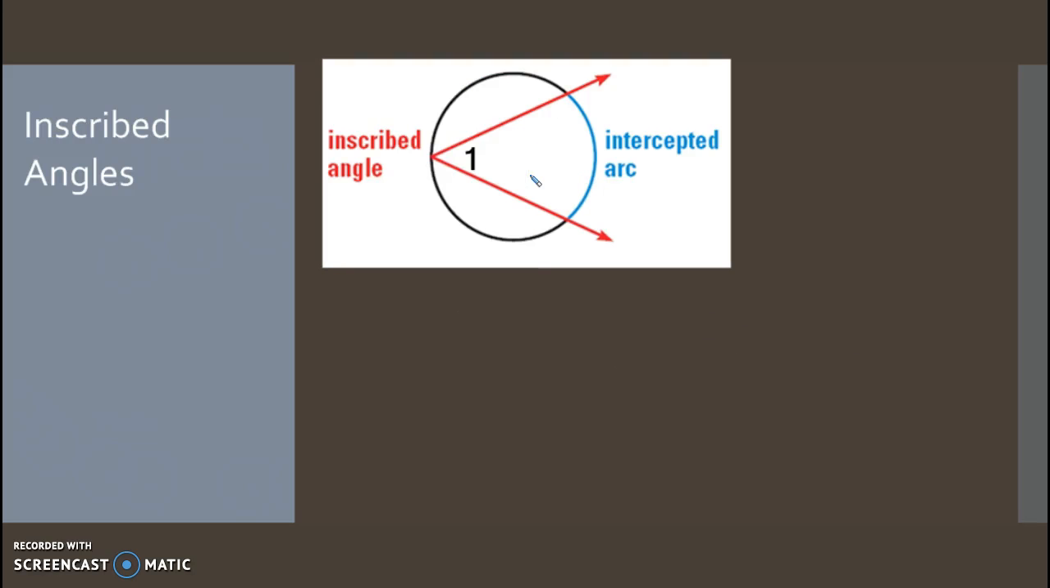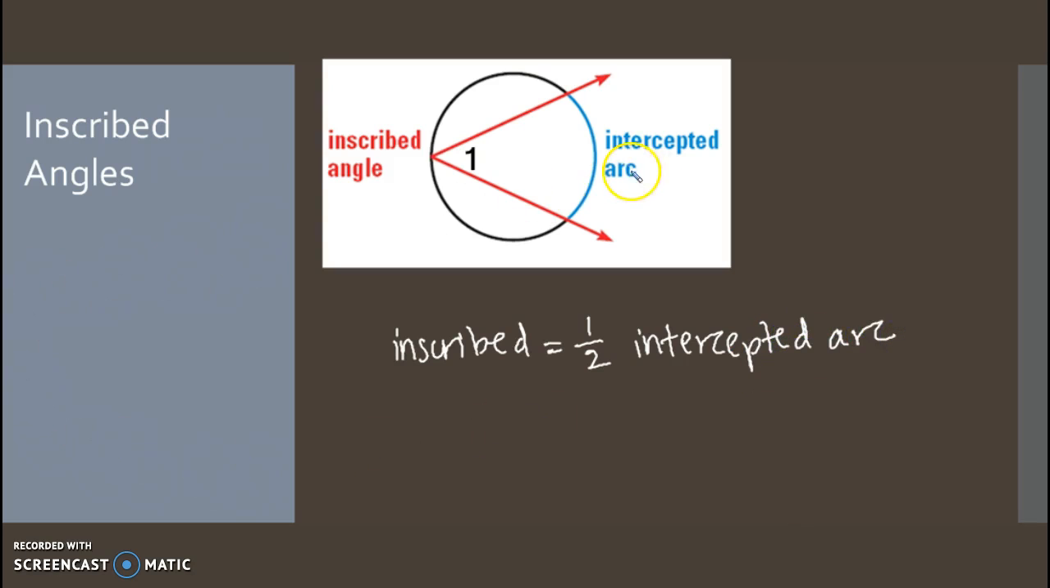Inscribed angles don't go through the center of the circle. They're inside the circle and they touch the edge, and their relationship is that it's half. So the inscribed angle is half the intercepted arc. So for example, if we said that the intercepted arc was 90 degrees, that means that the angle would be 45. Okay, so central angles are the same.